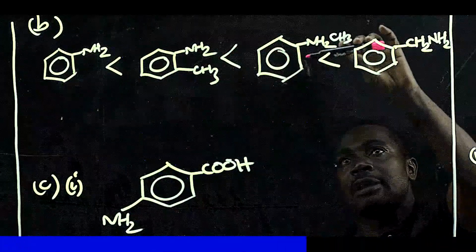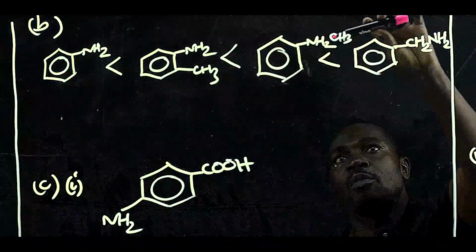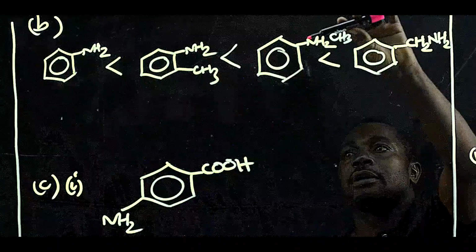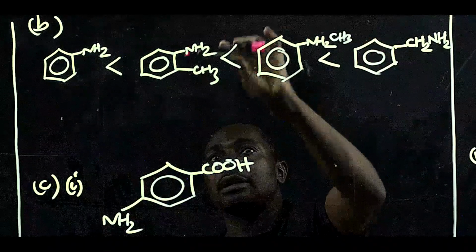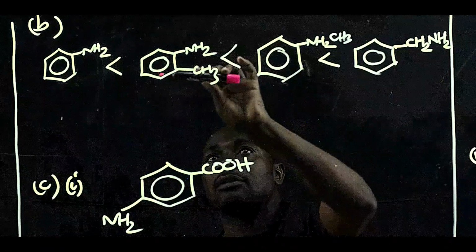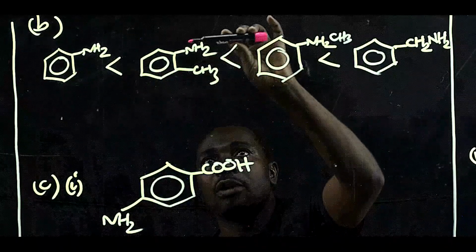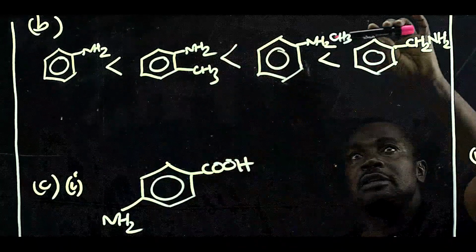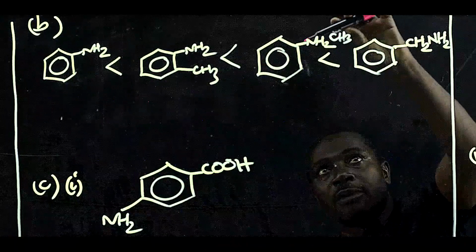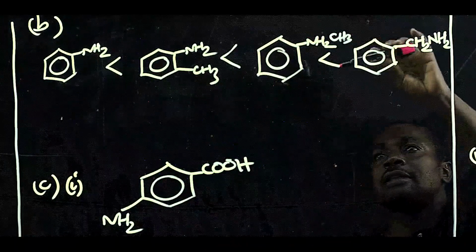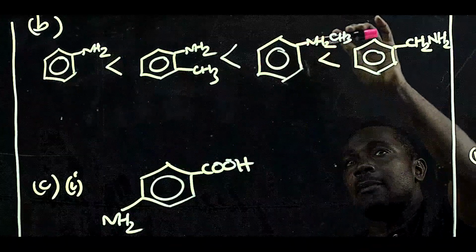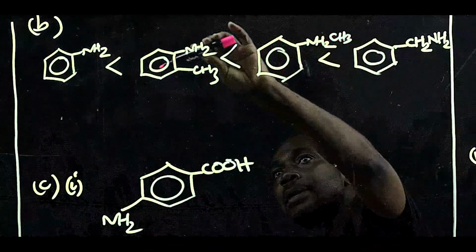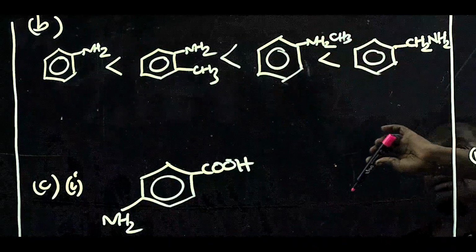For this third aromatic amine, the methyl group is attached directly to nitrogen. But here, the methyl is not attached directly to nitrogen, it is attached to the benzene ring. So it stabilizes the lone pair to a lesser extent, but this one stabilizes the lone pair of nitrogen to a larger extent. This makes the third aromatic amine more basic than the second one.